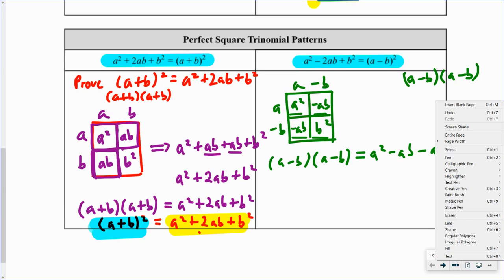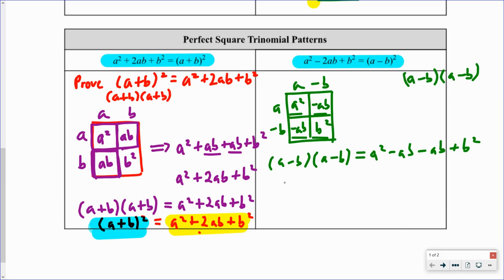Now remember, (a - b) times (a - b) is (a - b), that quantity squared. And then if we simplify the right-hand side of this equation, we get a squared, negative ab minus ab is negative 2ab, plus b squared. All right, so it looks like those patterns are true. Those perfect square trinomial patterns are true. We just proved that they work.